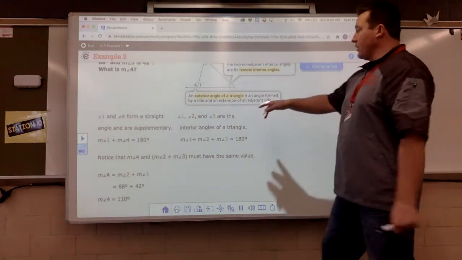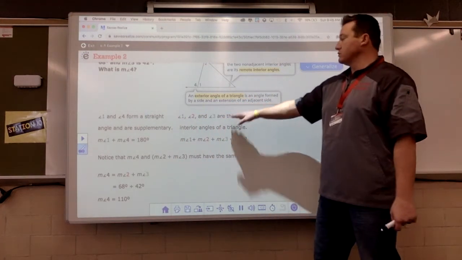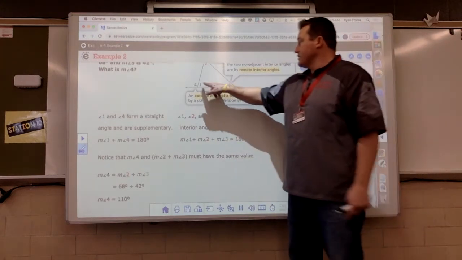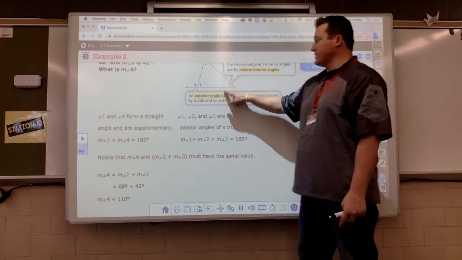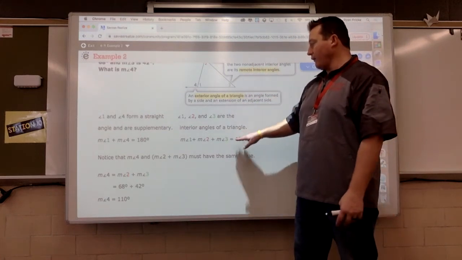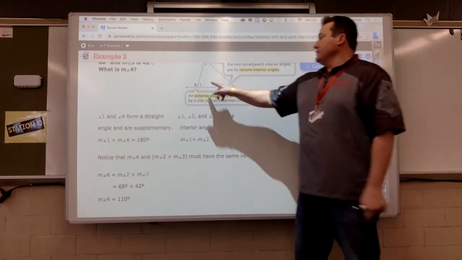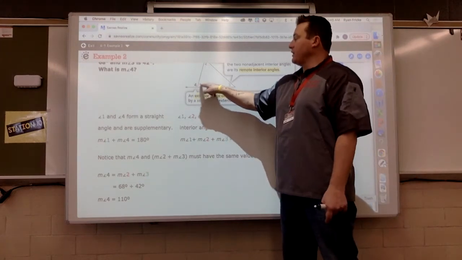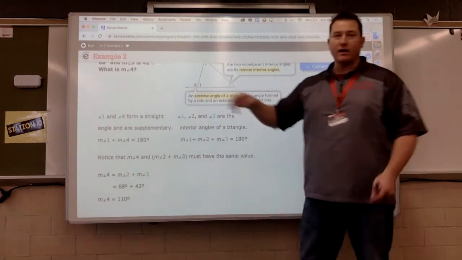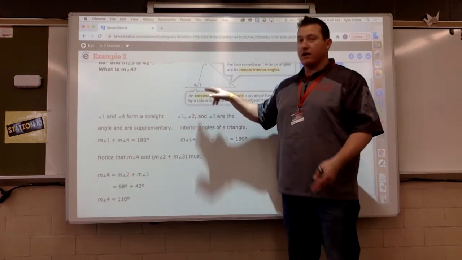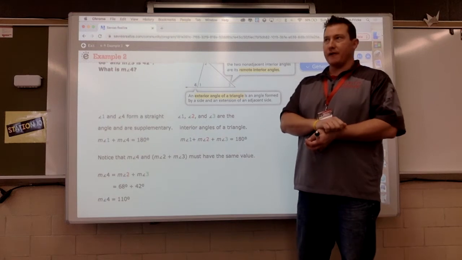Okay, so we know, right, angles 1, 2, and 3 add up to 180 degrees, right? So these three angles add up to 180. That's not anything new. But what we do know as well, too, is that these two angles here, angle 1 and angle 4, have to also add up to 180, right? Because they make a straight line together by themselves. Okay, so think about that.